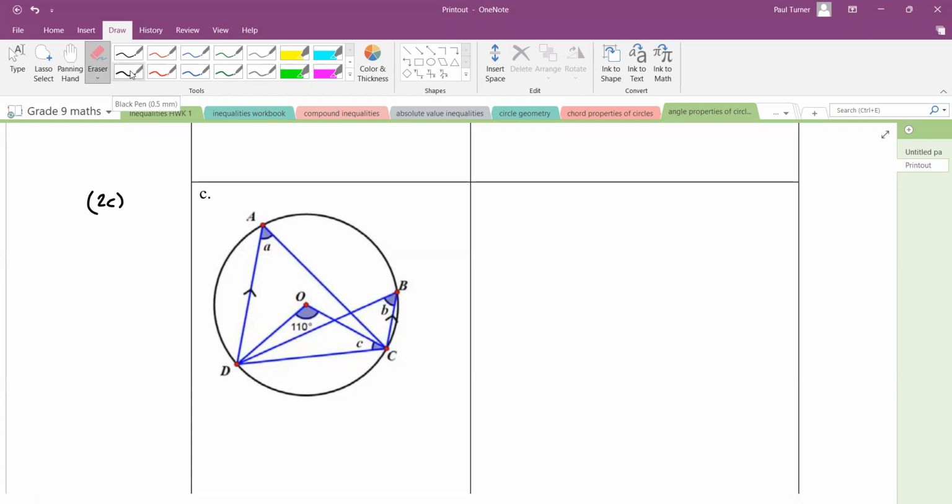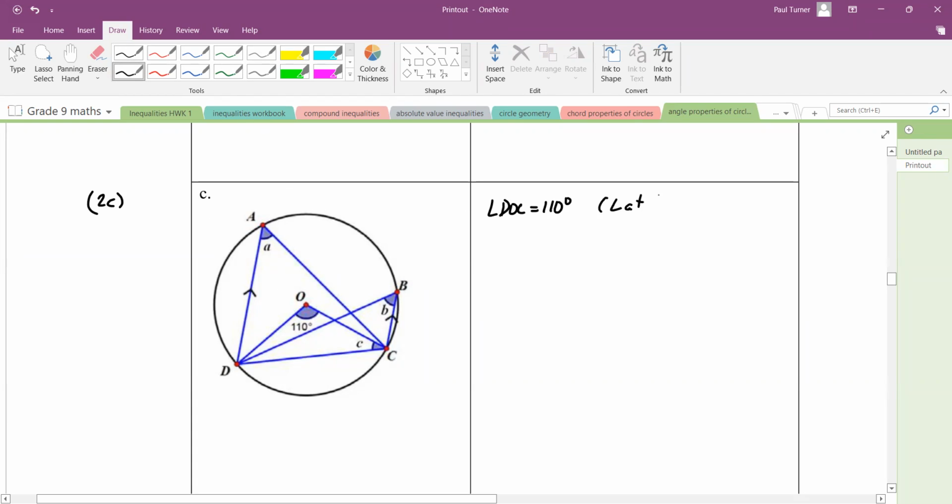So what we'll do here, we notice that DOC is 110 degrees. So this is the angle at the center. And we have 2 angles, A and B, which are at the circumference. So angle A and angle B are at the circumference. So what we know is that the angle at the center is 2 times the angle at the circumference.